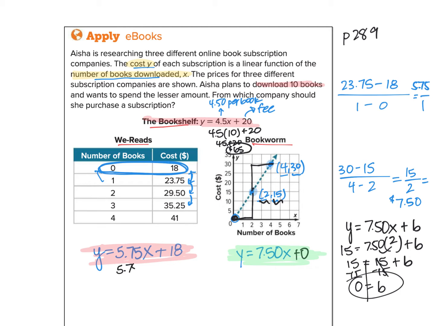Here, if I do 5.75 times 10 books plus 18, I get 57.50 plus 18. So you guys probably needed a calculator for that one. So 57.50 plus 18 looks like 75.50. So that one was kind of a lot. So already that one's not the least. And finally, 7.50 times 10 plus 0, which is just straight $75. Okay, so it looks like the bookshelf, she would pay the least amount if she is only getting 10 subscriptions.